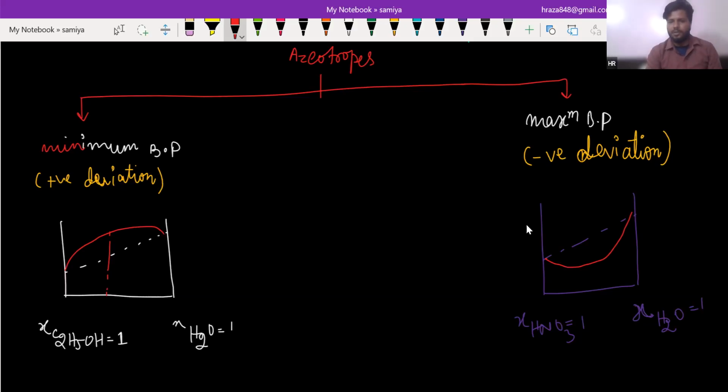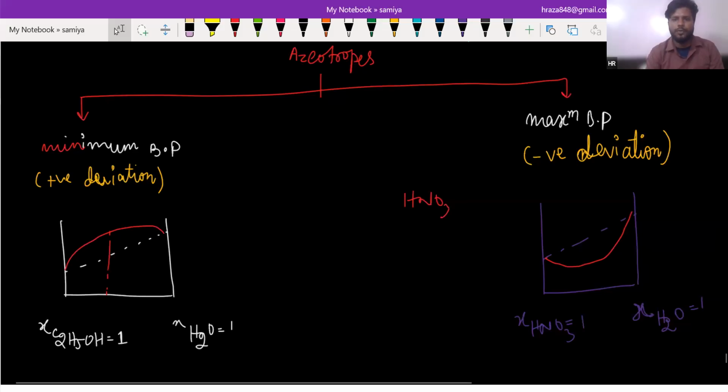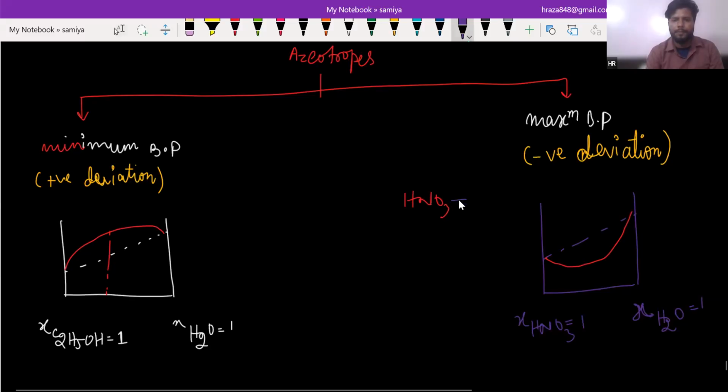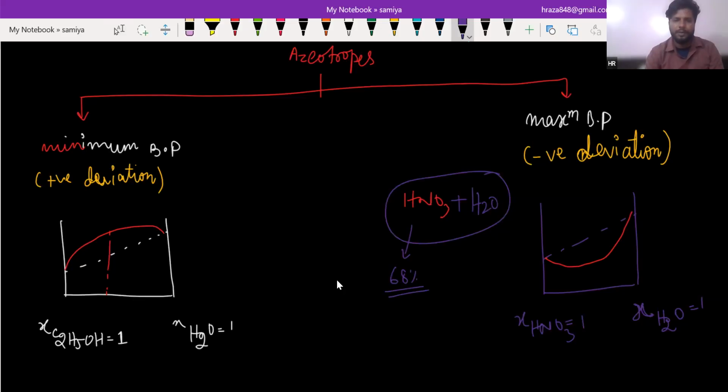Always remember, the composition is fixed. For azeotropic mixture, the composition should be fixed. So HNO3 plus H2O, and the composition should be HNO3 68% weight by weight. Like if you are going for C2H5OH, as I already wrote it, the composition should be 95% weight by weight. Okay, please write it.